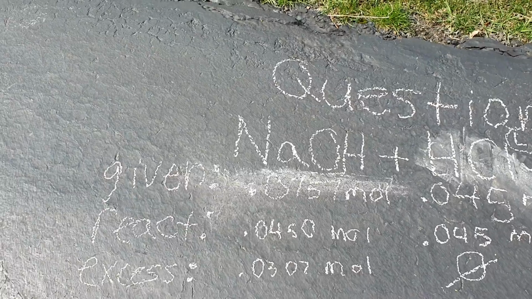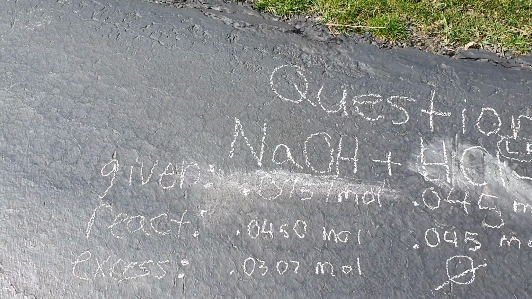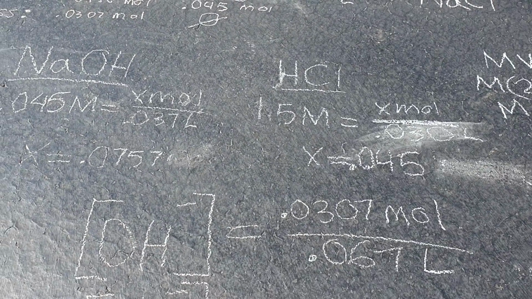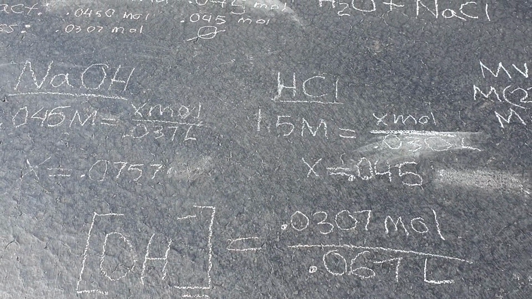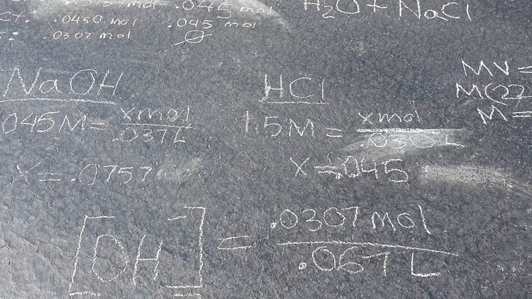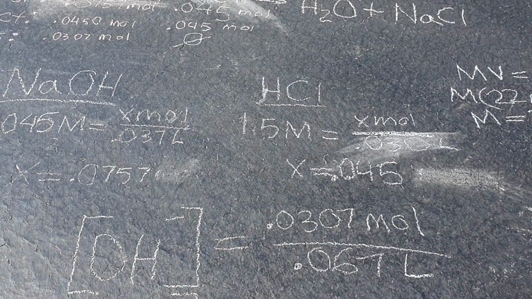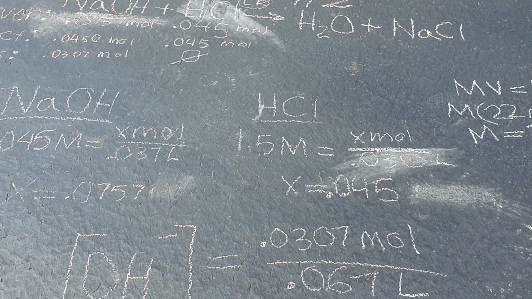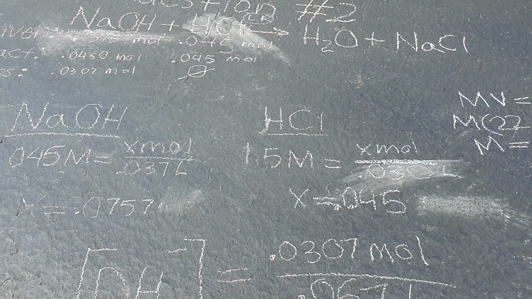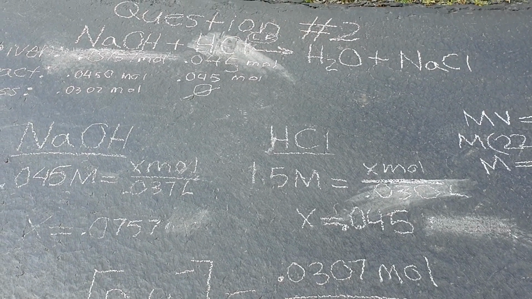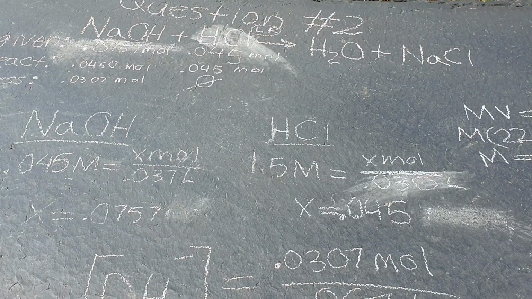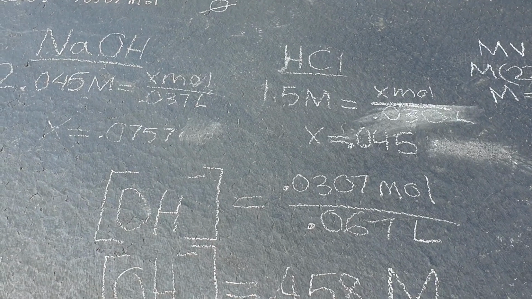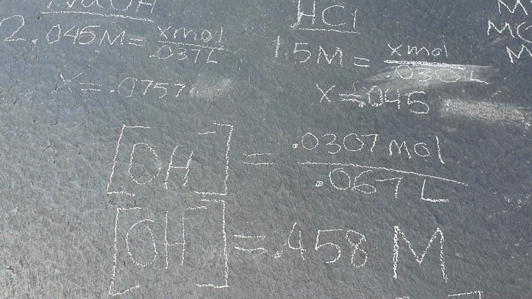Now we can solve for the concentration of hydroxide right over here. So we know that there are 0.0307 moles of it. That's just the moles excess. And 0.067 liters. That is 67 milliliters. That is the 30 milliliters of the hydrochloric acid and the total 37 milliliters that we added of the sodium hydroxide. So when divided, we can find that our hydroxide concentration is equal to 0.458.